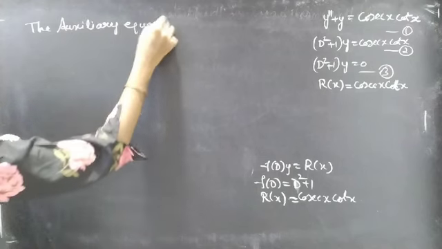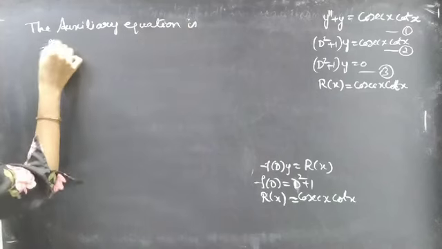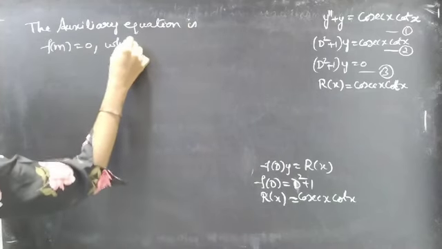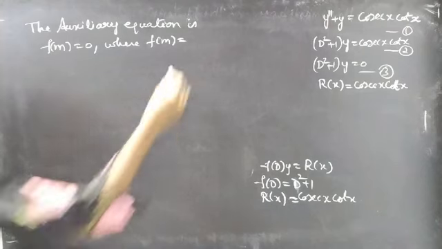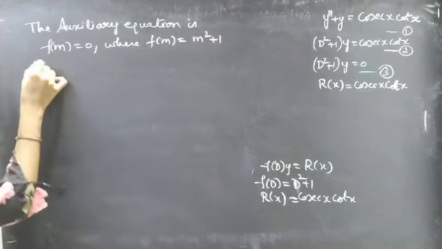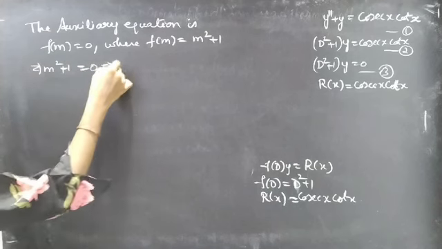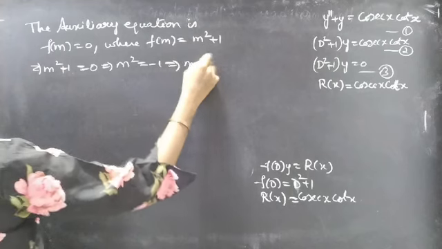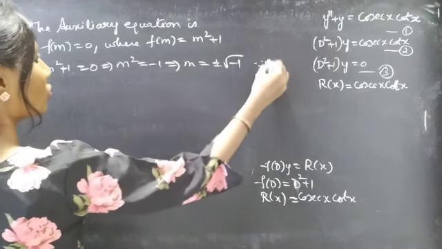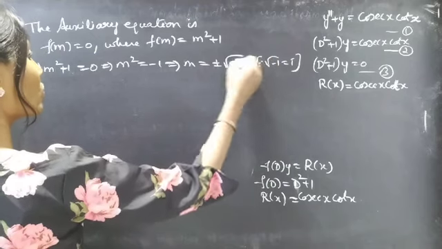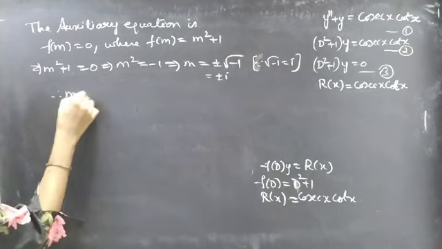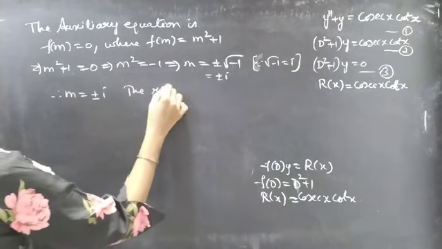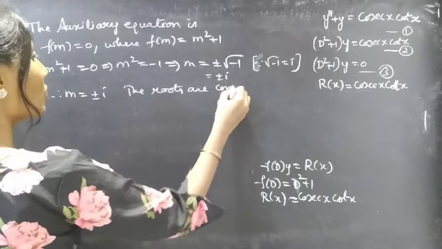The auxiliary equation is f of m equal to 0, where f of D is D square plus 1. Let's replace the differential operator with m, so f of m equals m square plus 1. Now the auxiliary equation becomes m square plus 1 equals 0, then m square equals minus 1, then m equals plus or minus square root of minus 1. Since square root of minus 1 is i, m equals plus or minus i. The roots are complex conjugates.